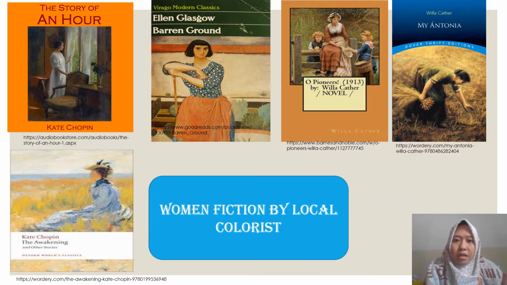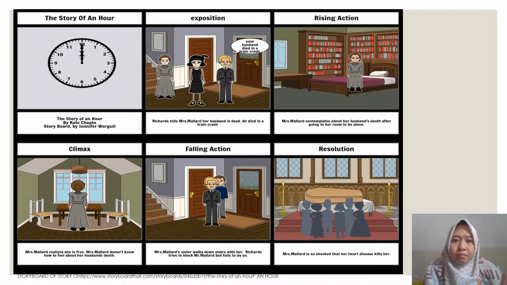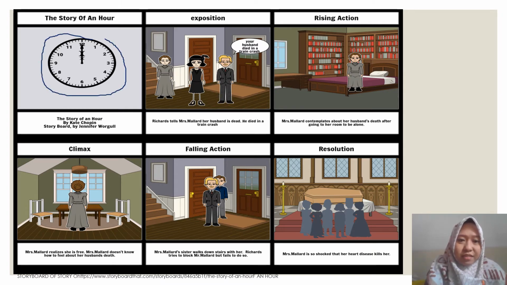This is the picture of the novels about women's lives, and this is the summary of The Story of an Hour. Because the title is The Story of an Hour, this is the first picture here. What happened in the setting time of only one hour? Okay, this is the main character here, the woman. This is Mrs. Mallard. Mrs. Mallard has a trouble with her heart.